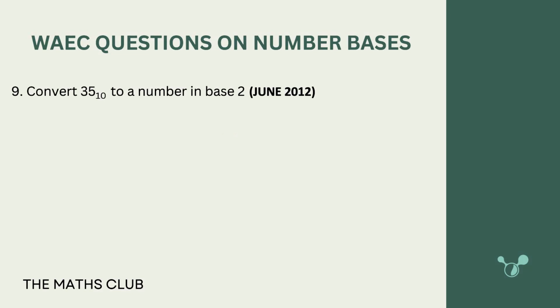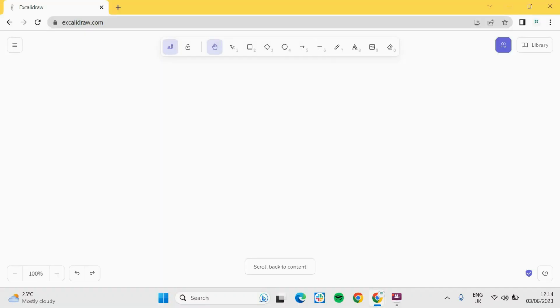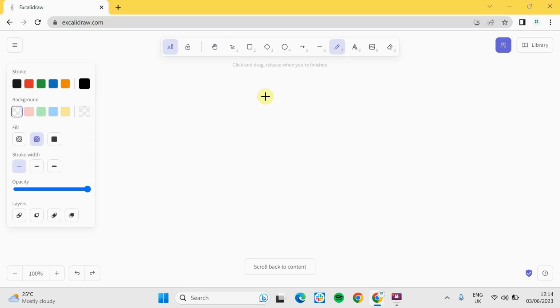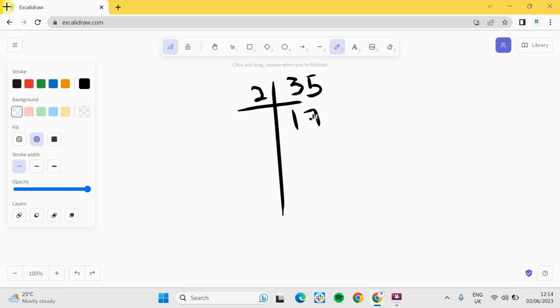So the next question is saying convert 35 base 10 to a number in base 2. So I'll say 35, and I'm dividing it by 2 the first time. 35 divided by 2, that is 17, but there will be a remainder of 1.